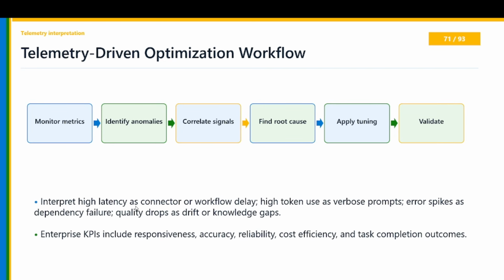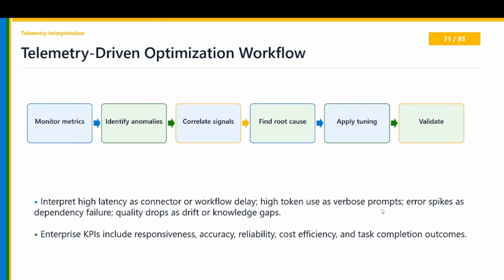So interpret high latency as connector or workflow delay, and high token usage as verbose prompts. High latency should be interpreted as connector or workflow delay, because when the agent calls a connector and the connector doesn't respond, then there will be delay. When a particular workflow fails, there will be delay. We have said that for a performant system, latency should be very, very low.